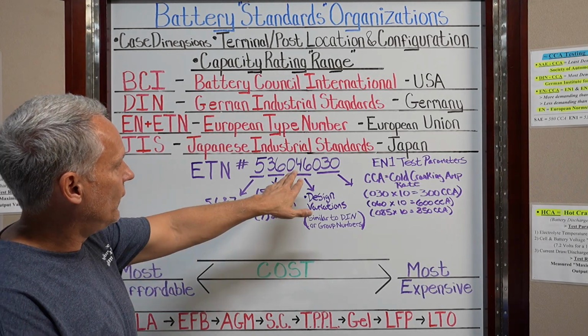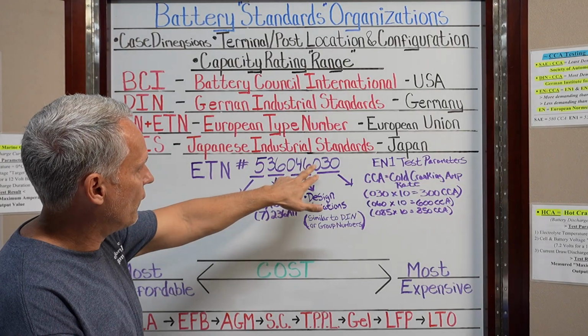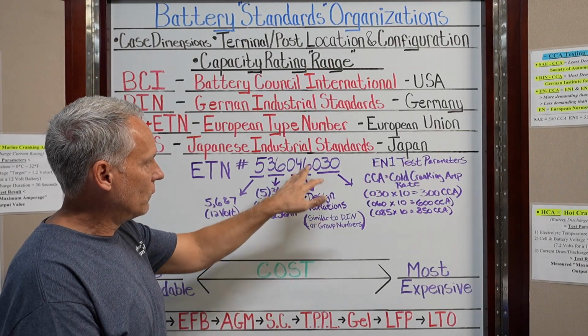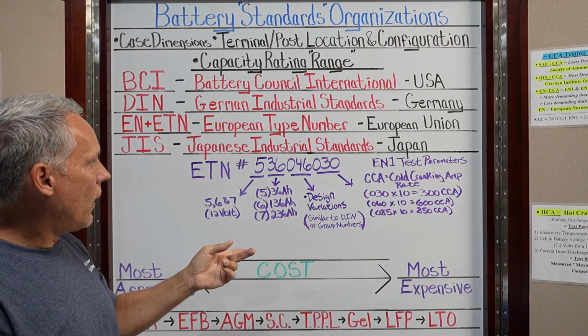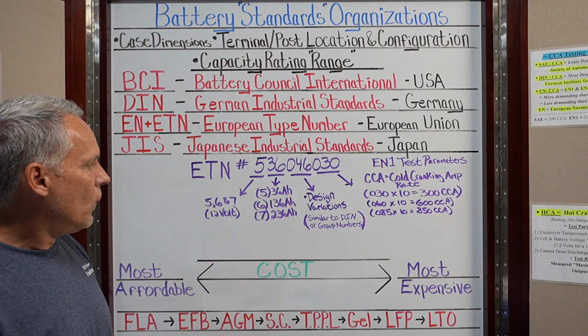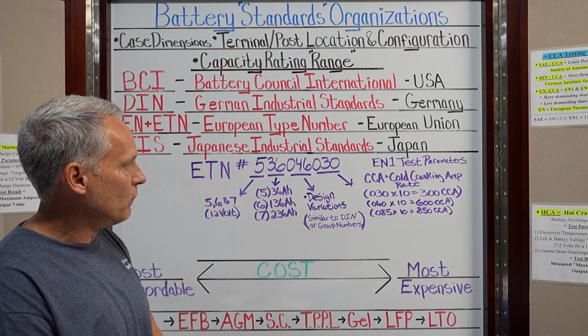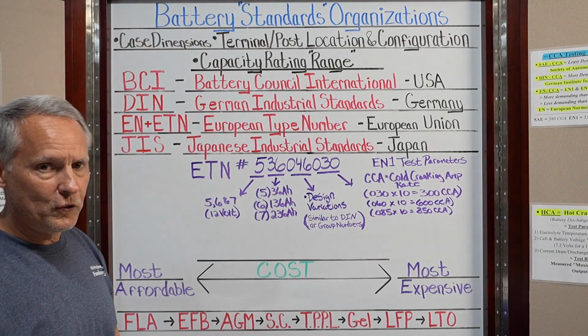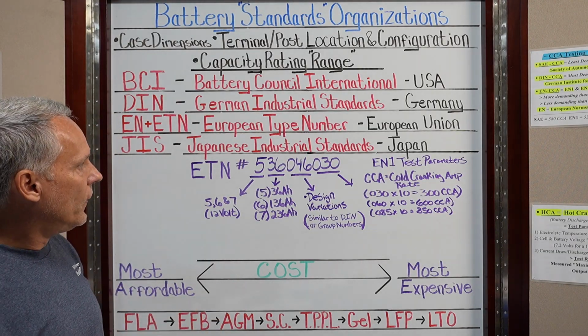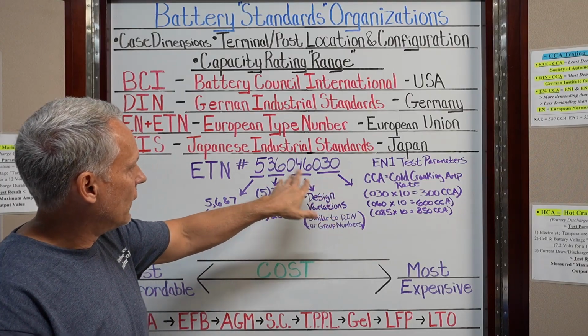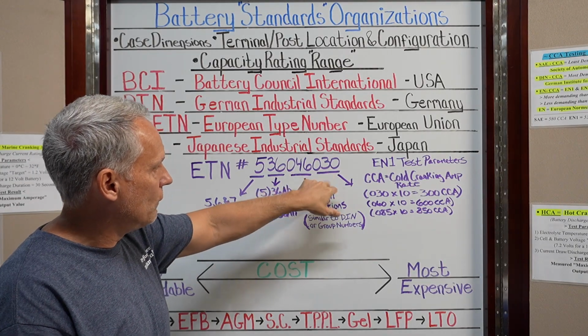Anyway, the next 3 digits, the 4th, 5th, and 6th digits, once again is like design variations. Same thing we had talked about on the last 2 digits of a DIN number, or when we were talking about BCI group numbers. It's for design variations, like we talked about case layout, case dimensions, hold down type, terminal locations, all of that. And then the last 3 digits of the 9-digit number is 030 in this case.